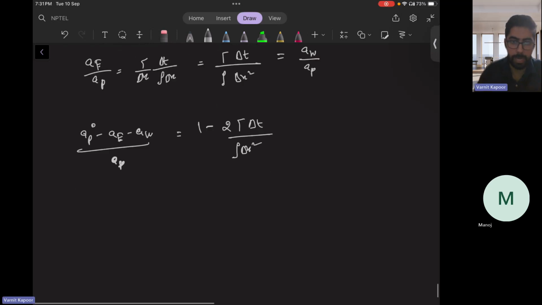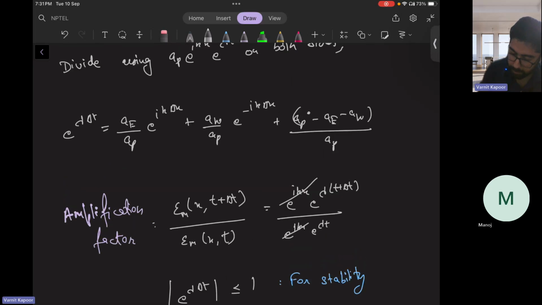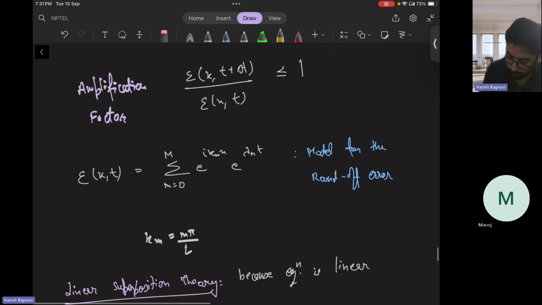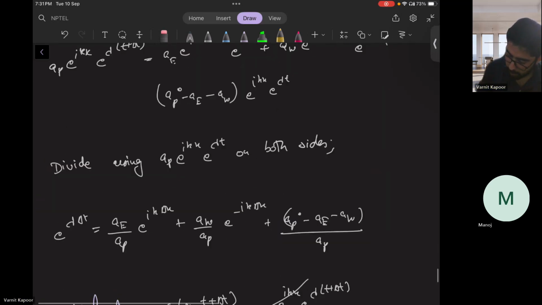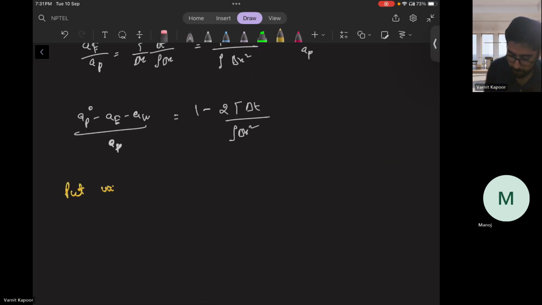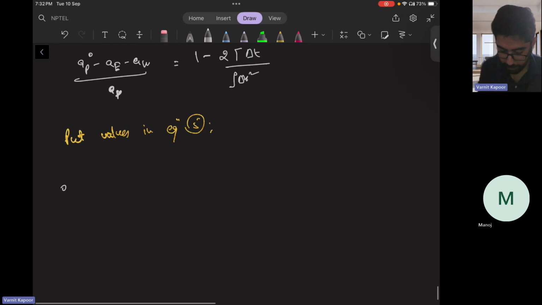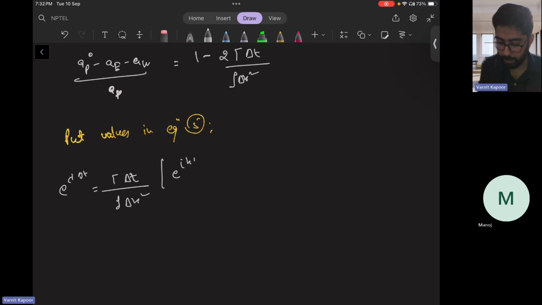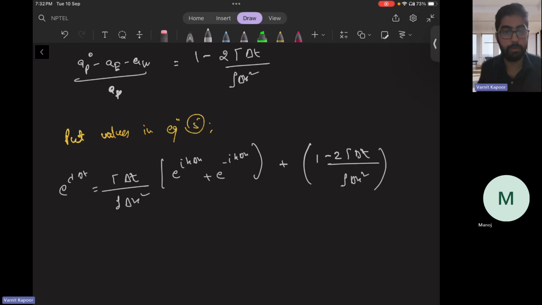So if you put all these terms back into equation 5, what will you get? e to the power of lambda delta t is equal to gamma delta t over rho delta x square times (e to the power of i k delta x plus e to the power of minus i k delta x) plus (1 minus 2 gamma delta t over rho delta x square).